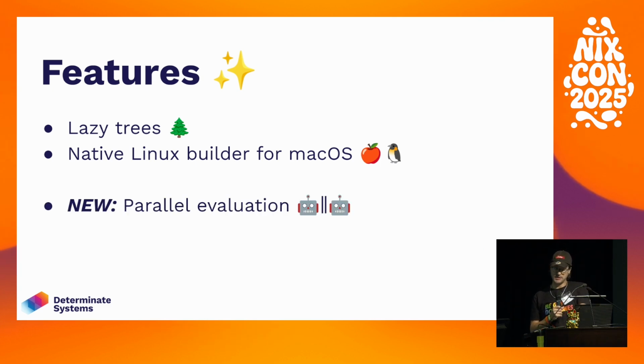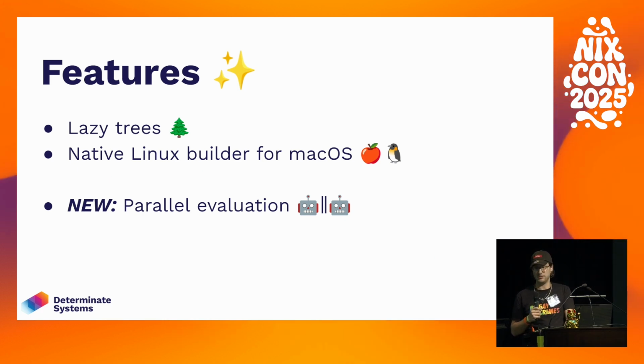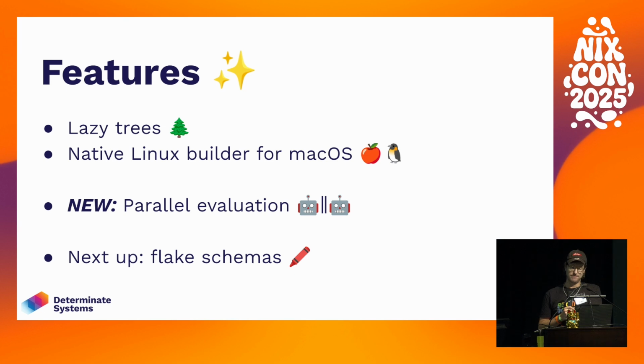The one I'm probably most excited about is parallel evaluation. Right now Nix evaluates everything very sequentially, and this introduces points where Nix is able to perform parallelization and do multiple steps of evaluation at the same time. Again, you'll see that this leads to some very nice speedups.